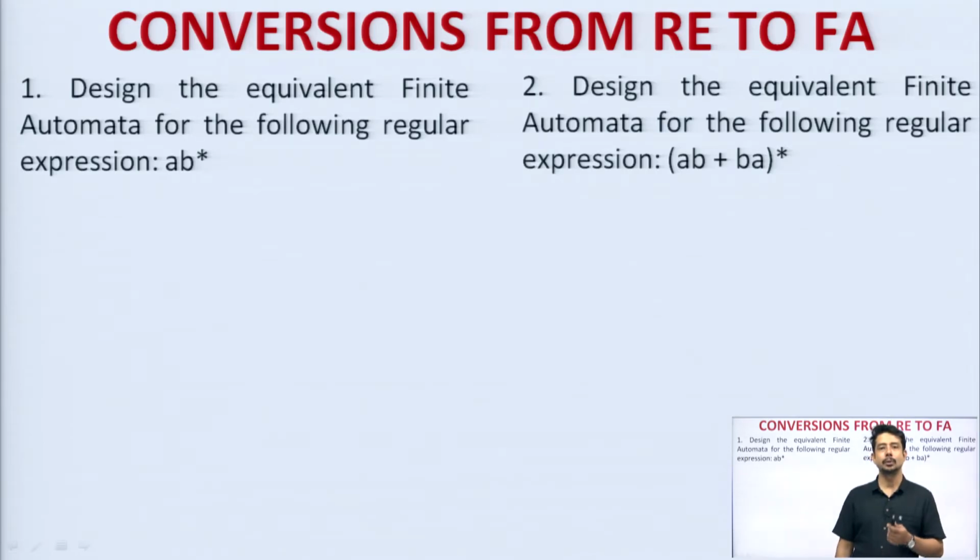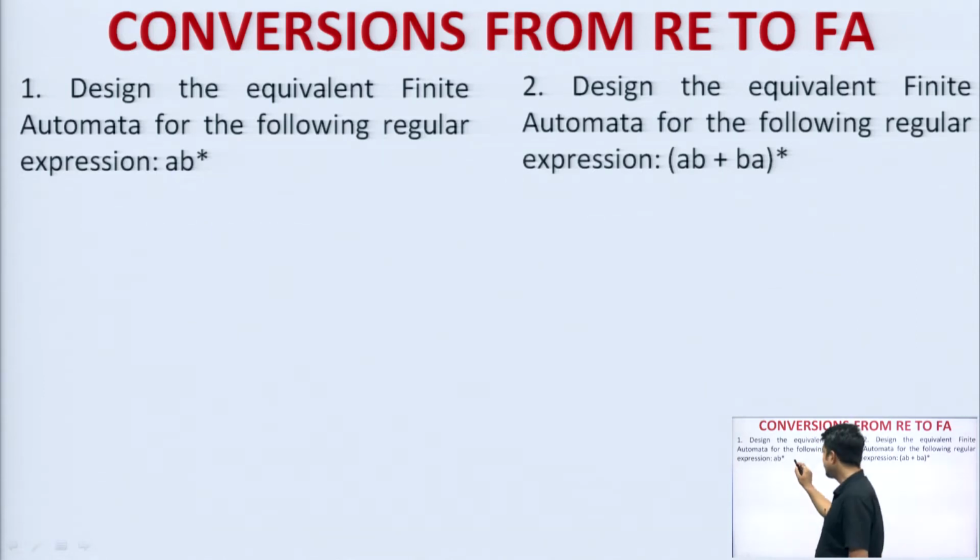Now, we will try to look at some examples of how to convert a regular expression into finite automata or transition graph, based on the previous primitive expressions that we have seen. The first question says: design the equivalent finite automata for the regular expression a b to the power star. A b to the power star means what? A concatenation b to the power star.